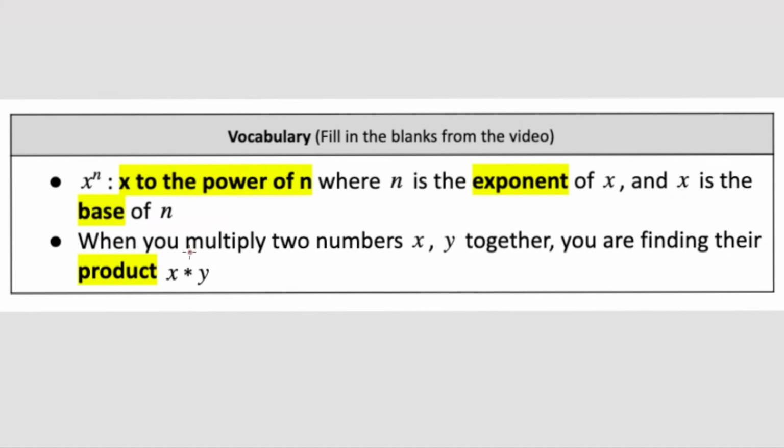Finally, you learned something new today. You learned that when you multiply two numbers x, y together, you are finding their product, x times y. That's something that's really important that we are using. You've seen the word product before in elementary school. We're using it again because we're doing the product rule of exponents, which is a rule that applies when you multiply exponents together.